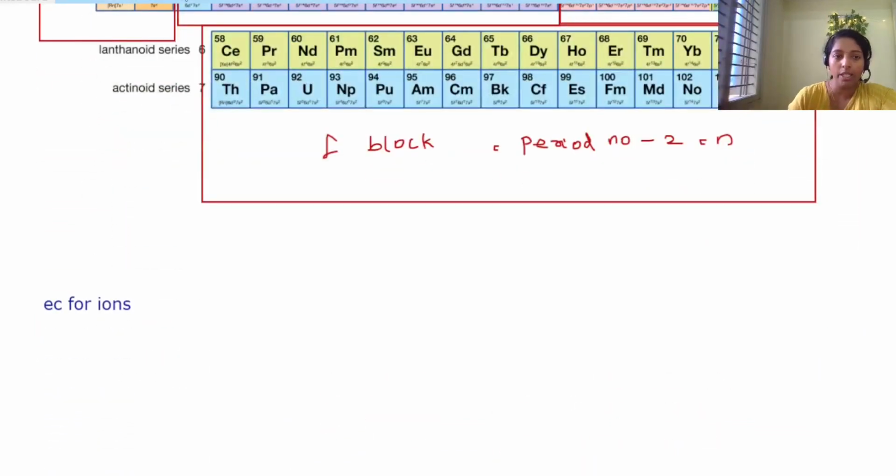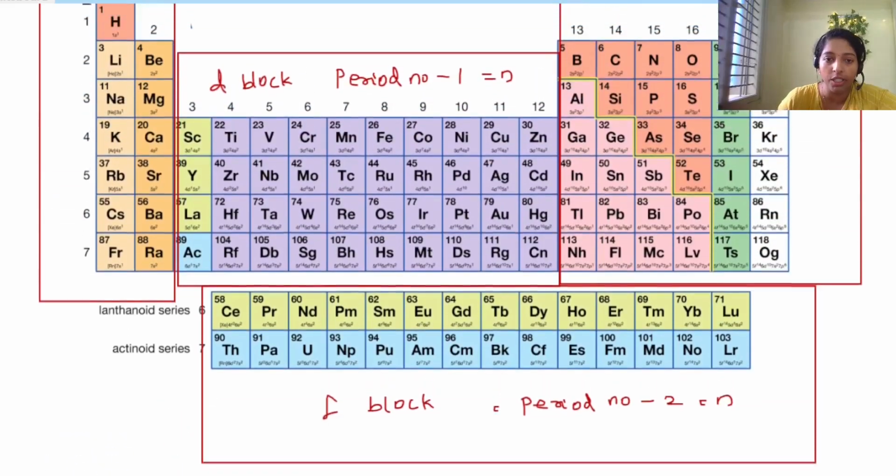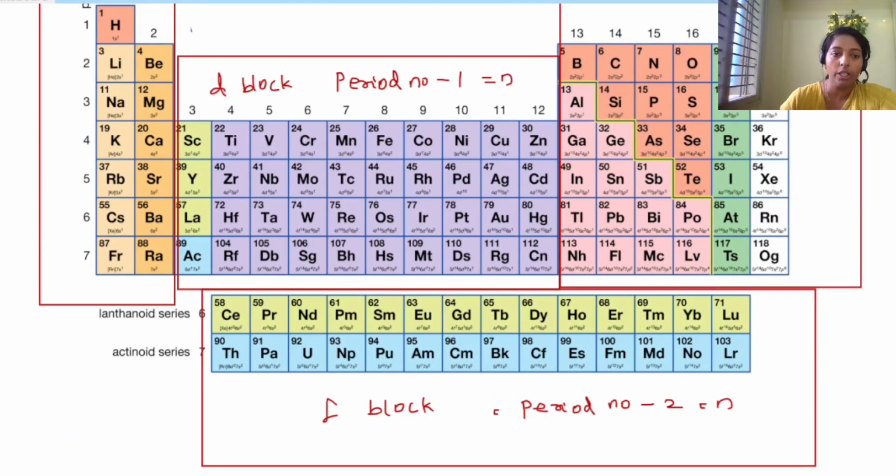For example, I'm again taking sodium. So sodium, what we already did: 1s2, 2s2, 2p6, and 3s1, we were done. It's 11 only, so it's easy. So how do you write the electronic configuration? By using this periodic table. Let's see the sodium. Did you locate the sodium? This is our sodium. So first step, locate the last noble gas.